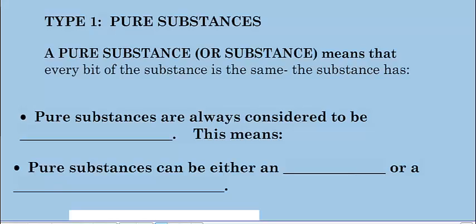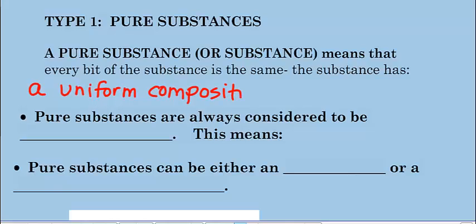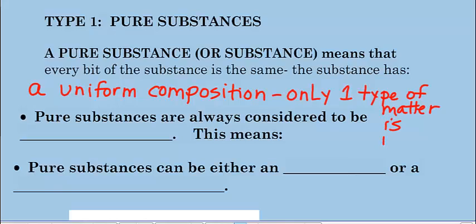So in a pure substance, every bit of the substance is the same. The substance has what we call a uniform composition. And again, only one type of matter is present. So again, we mean either only one type of atom or one type of molecule, okay?